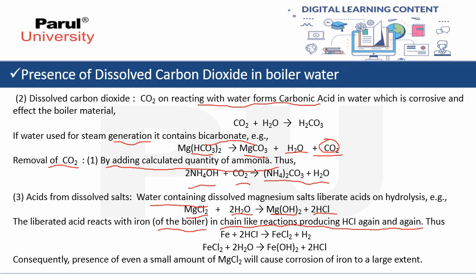That is, the iron of the boiler will react with the acid formed because of magnesium chloride. The iron, on reacting with hydrochloric acid, forms FeCl2 plus hydrogen gas. This FeCl2, when reacting again with water, forms ferric hydroxide, and the byproduct HCl is produced again in the water. Consequently, even a small amount of magnesium chloride will cause corrosion of iron to a large extent because of continuous formation of hydrochloric acid, changing the pH towards an acidic medium.